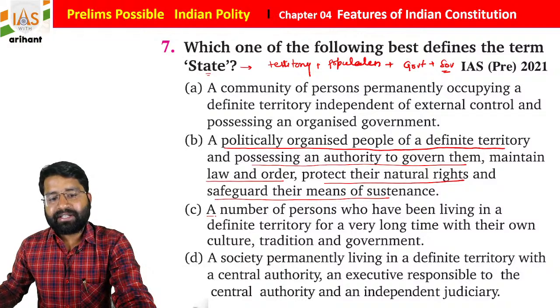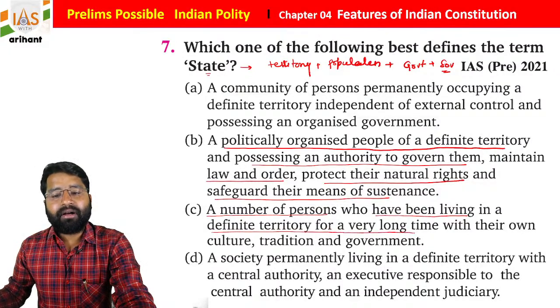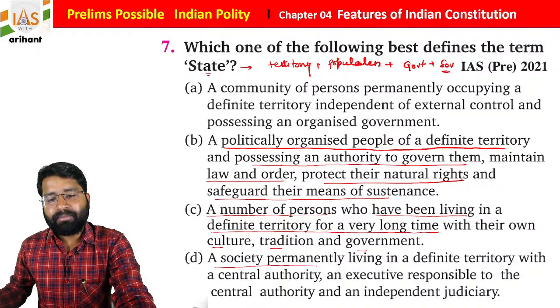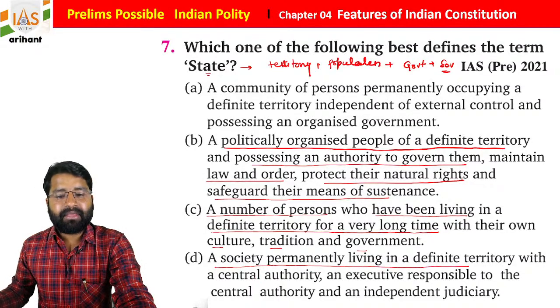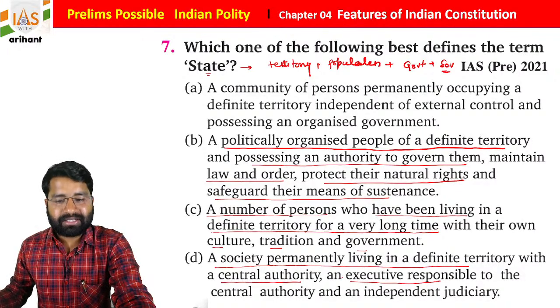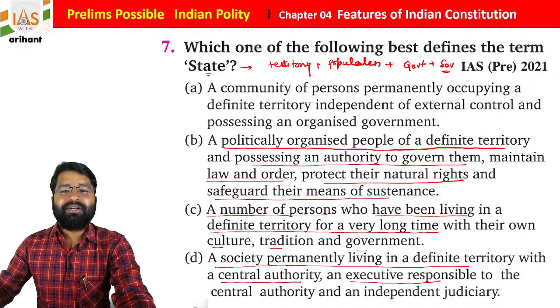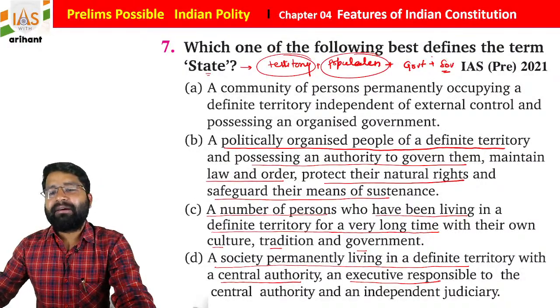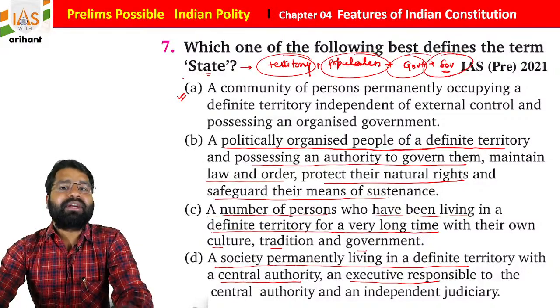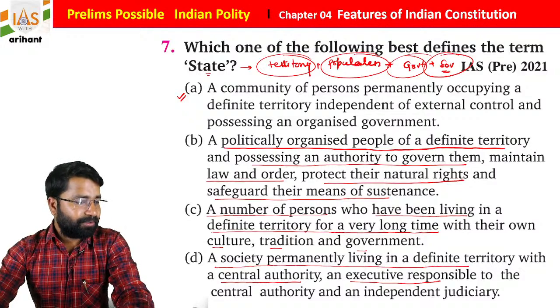Okay, statement C says that a number of persons who have been living in a definite territory for a very long time with their own culture, tradition and government. And D says that a society permanently living in a definite territory with the central authority and executive responsible toward the central authority and independent judiciary. So we need to check these four elements must be present in the statement, students, and statement A will be more correct for the same. Okay, I hope you all are getting it.